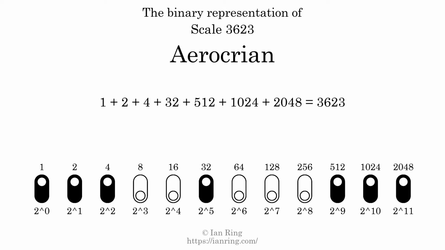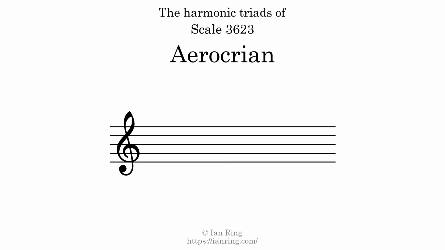The scale number not only enumerates the scale with a unique index, but it also literally describes the tonal content of the scale. Represented as a binary number in base 2, the scale number is 1110001001111. Here are the harmonic triads present in this scale.